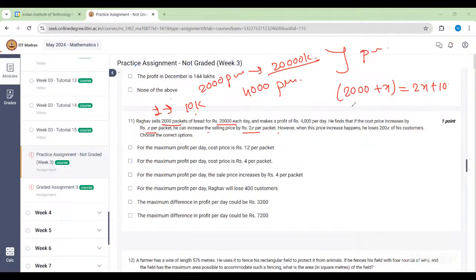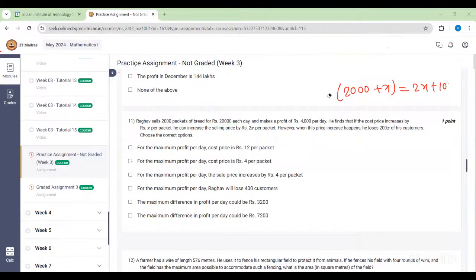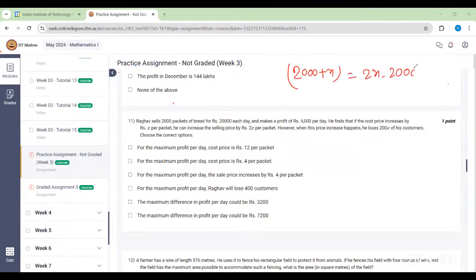Okay, so here we have to find out something. Ma'am, what do we have to evaluate in this question? No, ma'am, 2000 plus x into 2x into 20,000. Is this so? So Raghav sells this number of packets of bread each day and makes a profit of 4,000 per day. He finds that if the cost price increases by X per package.